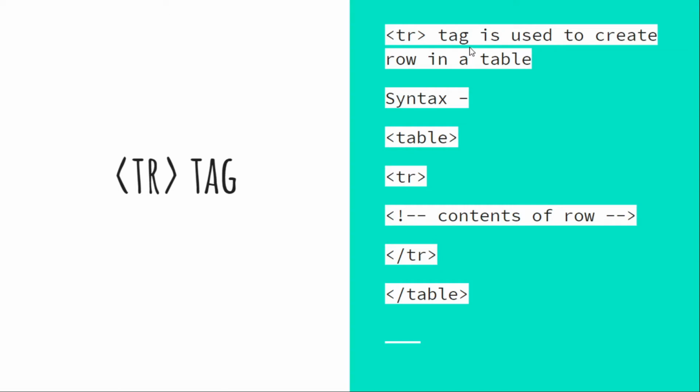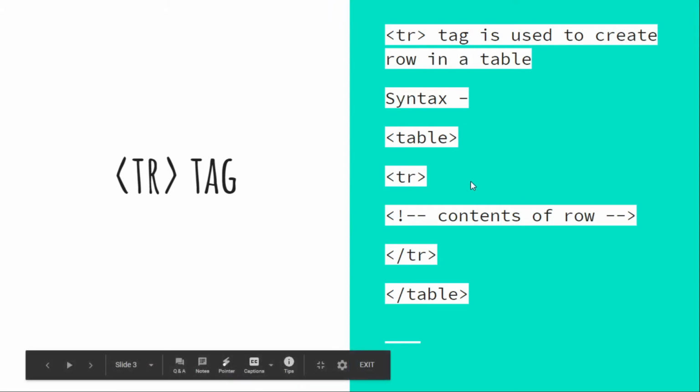The tr tag is used to create a row in our table and it is nested inside our table tag. And tr here stands for table row. You can see this syntax on your screens.